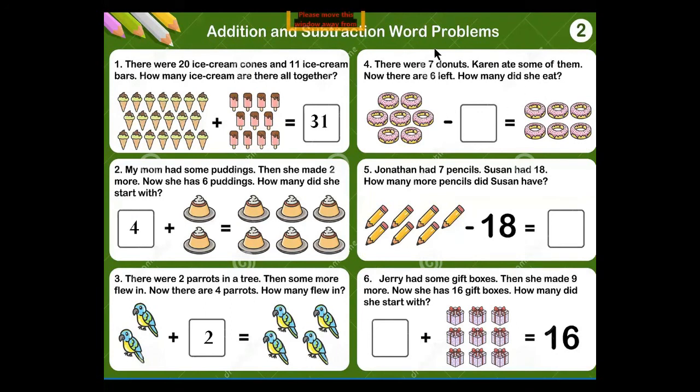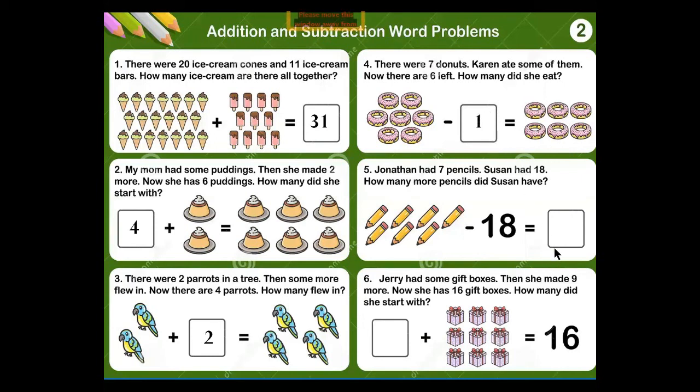There were 7 donuts. Karen ate some of them. Now there are 6 left. How many did she eat? We have to find the number. How will we find it? We will count the remaining ones. 6 are left out of a total of 7. So how many did she eat? She ate only one donut.